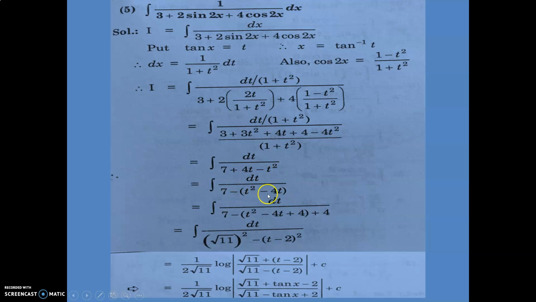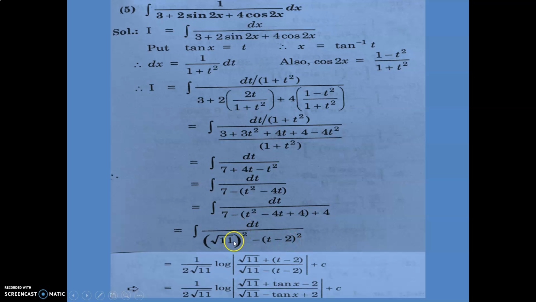Now you have to make it a perfect square. For that, b upon 2a you can find out. Here the b value is minus 4, a is 1. So b upon 2a is minus 4 upon 2 into 1, whole square, so that is 4 you are getting. So 4 you are adding and subtracting here. So 7 minus t square minus 4t plus 4 plus 4. So integral 1 upon root of 11 whole square minus t minus 2 whole square.